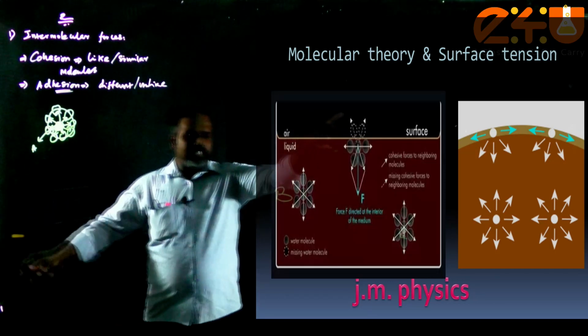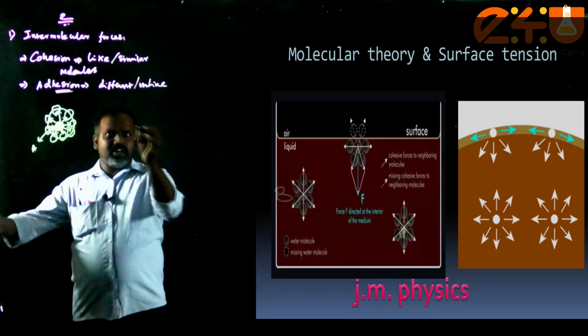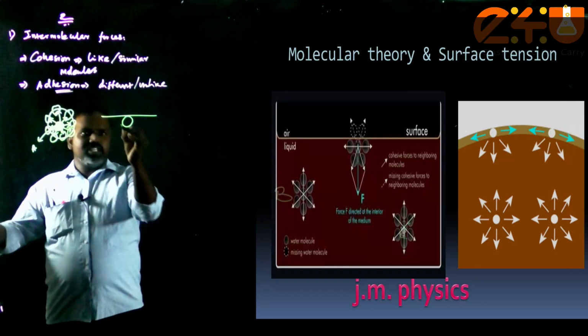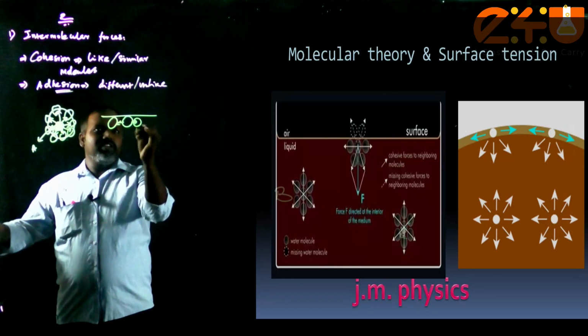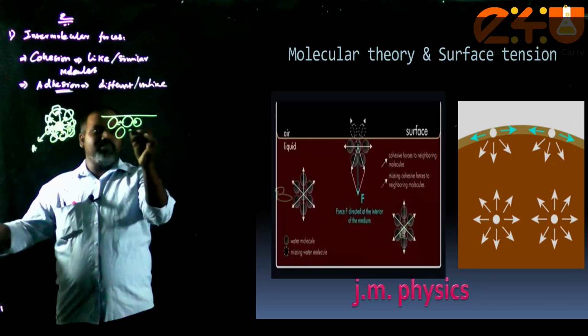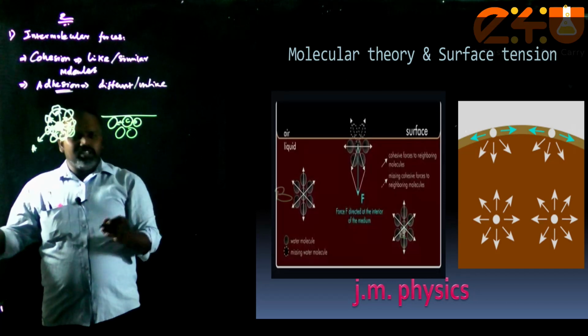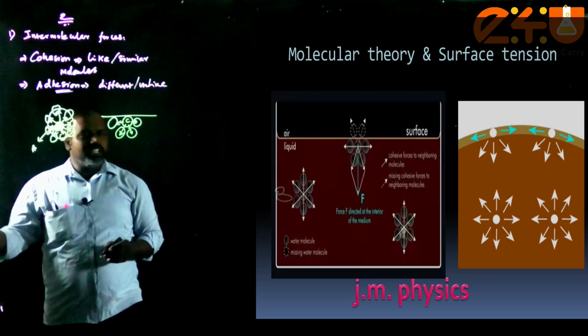But now come to the third molecule, which is near the free surface of the liquid. The molecule near the free surface experiences the force of cohesion from its neighboring molecules. But see the diagram for clear understanding. This particular molecule, say molecule C, experiences the force as shown in the diagram.